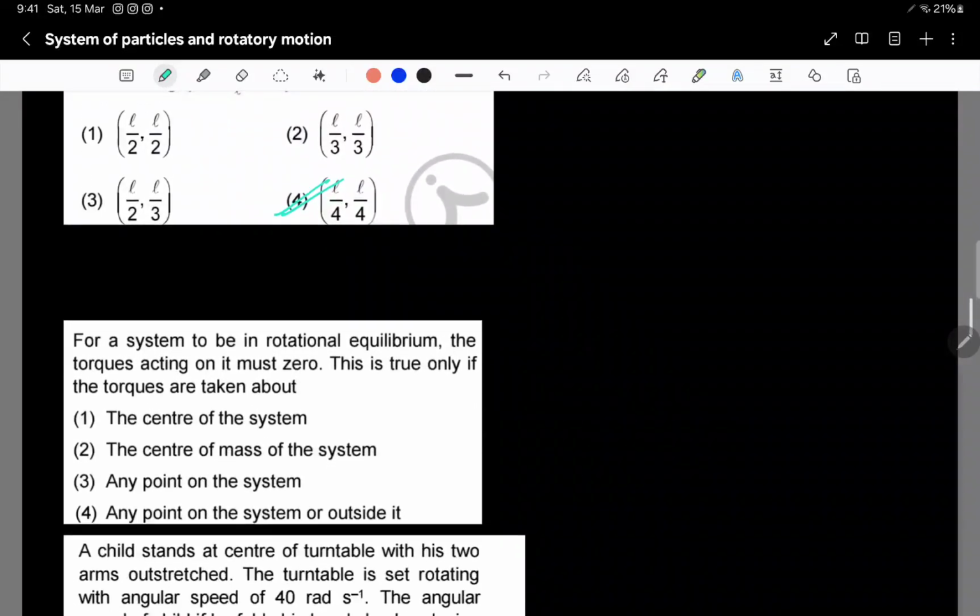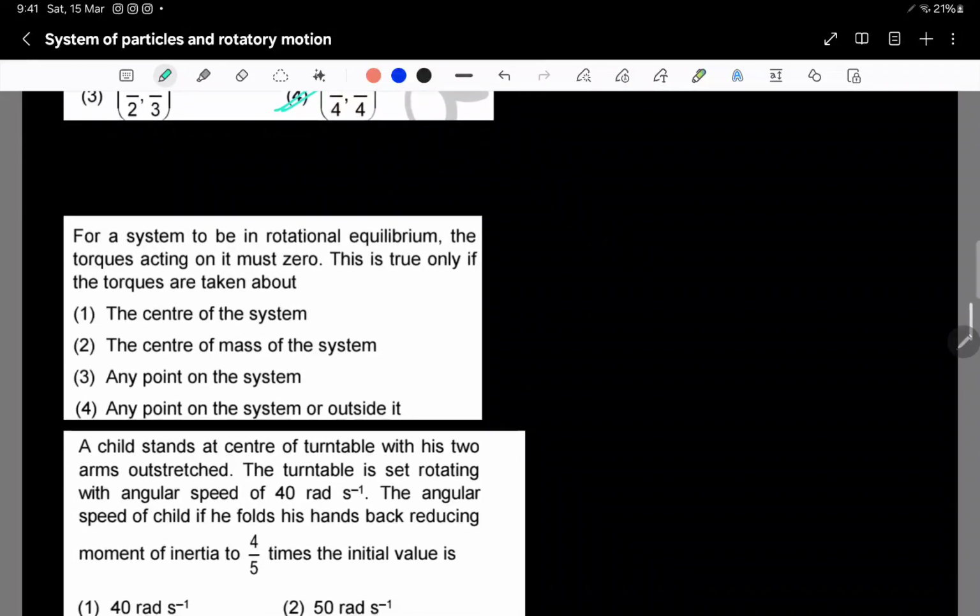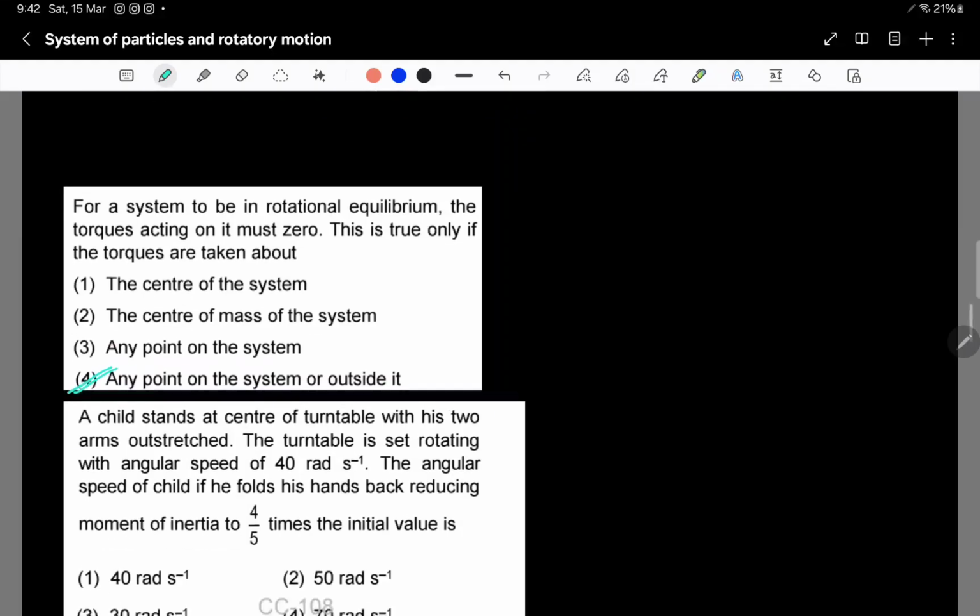Yes, students. Next, for a system to be in rotational equilibrium, the torques acting on it must be 0. This is true, very important, students. About the center of mass of the system, or any point on the system, or even outside the system. Torque tau equal to dL by dt. Torque 0 is nothing but this, so it is true about any point on the system or outside the system also, students. Theory question, it is easy only.